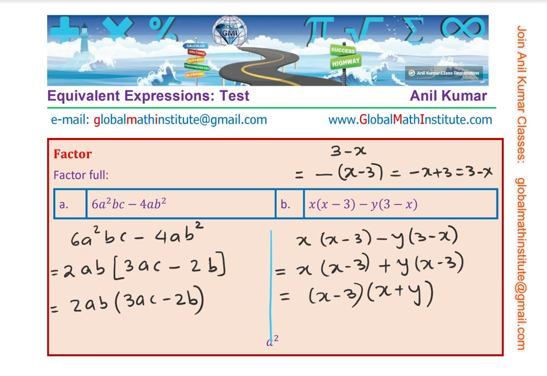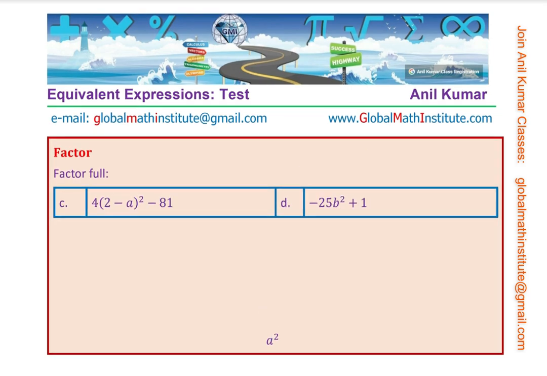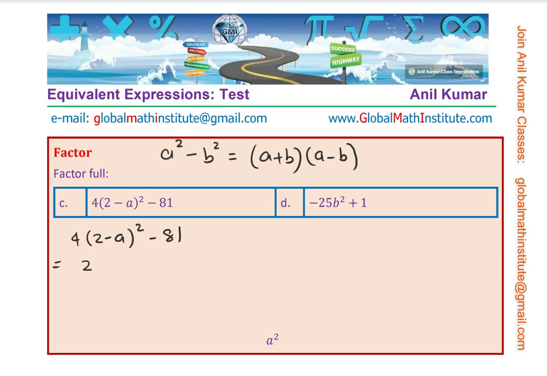Done, right? Next set of questions, C and D. So we have now 4 times (2 minus a) whole squared minus 81. How will you factor this? This is not an easy question, right? Well, you will realize that 81 is 9 squared. I'd like you to use this concept of a squared minus b squared is equal to (a plus b) times (a minus b). We have used this concept in our very first question to expand, right? Okay, you see that the first term is basically, you can write this like 2 times, right?